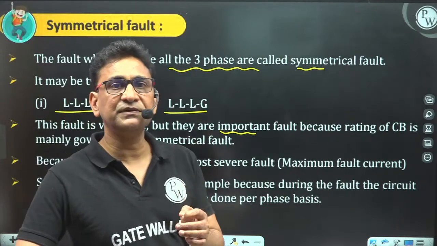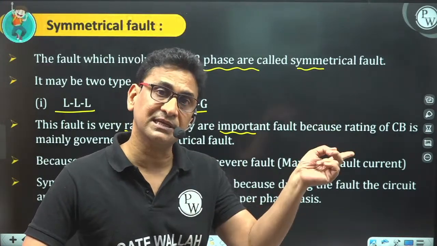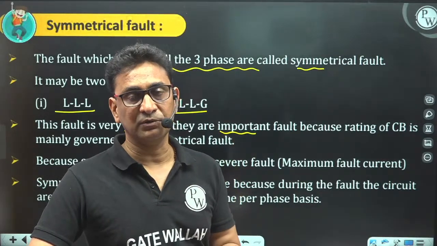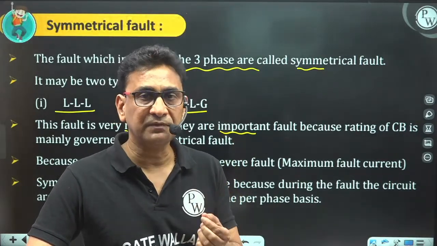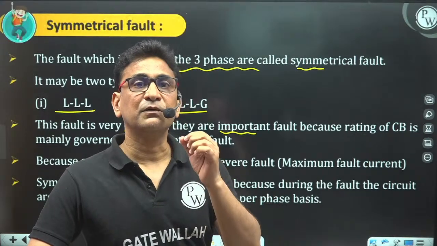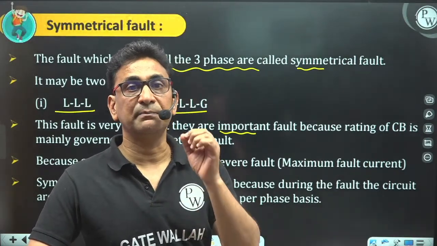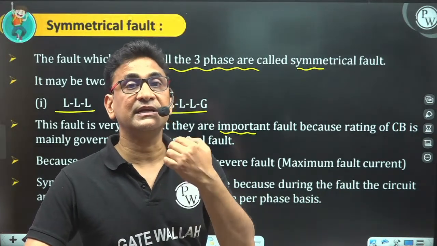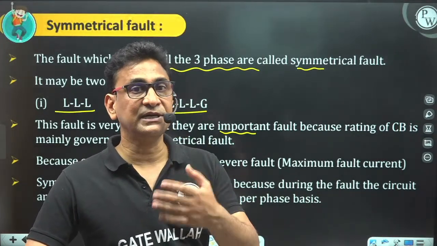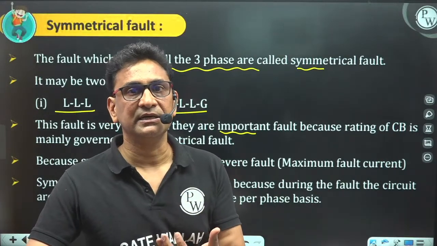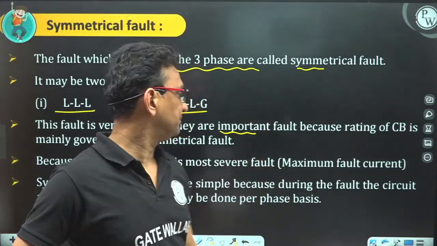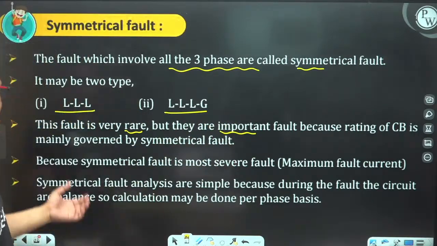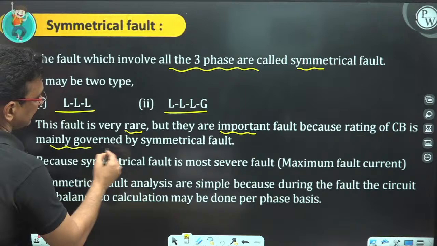Because whenever a three-phase fault occurs in the transmission line, it is the most severe fault. Most severe fault means that at the time of a three-phase fault, the value of fault current is the maximum. And with the value of maximum fault current, we decide the rating of the circuit breaker. So the rating of the circuit breaker is decided by the symmetrical fault only. Clear? Even if it is rare, it is a very important fault because the rating of the circuit breaker is mainly governed by the symmetrical fault.